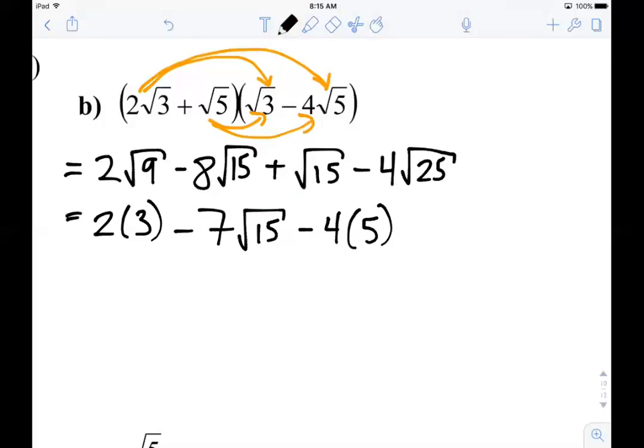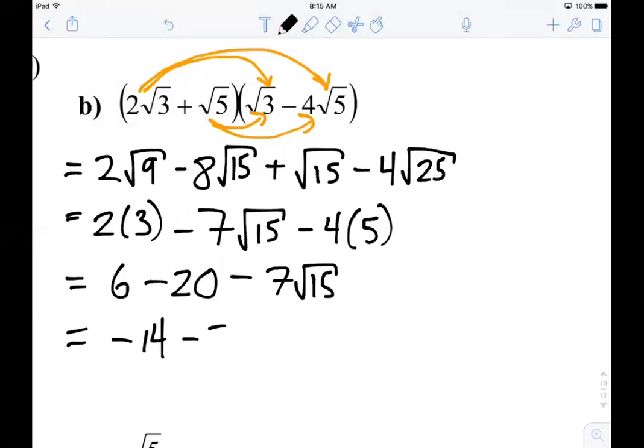So now I actually just have two pieces that are regular old numbers, and I'll put those beside each other so that I can do a bit of subtraction in my last step. I have 6, and then I also have a minus 20. And it's usually preferred to put those number parts first and then our radical portion after. So I'll put the minus 7 root 15 afterwards. So that means overall we have negative 14 minus 7 root 15. And that's the final, most simplified way that we can write that result.